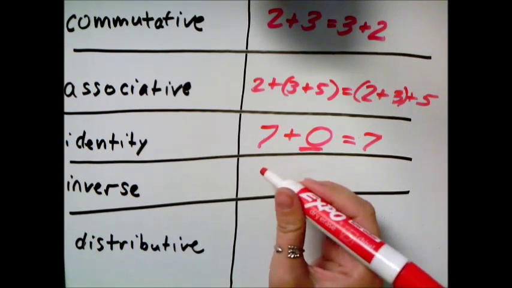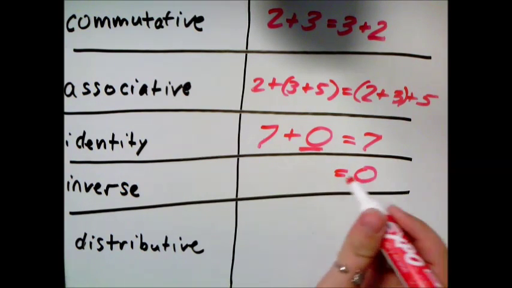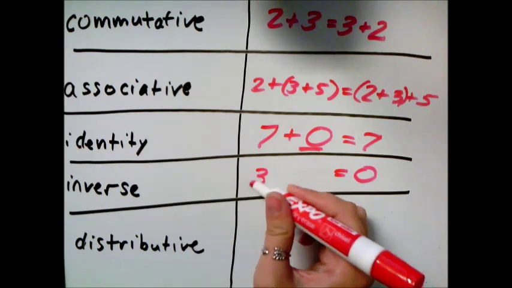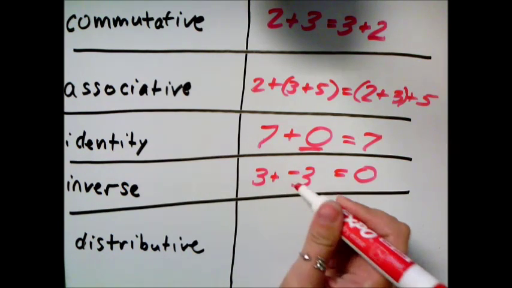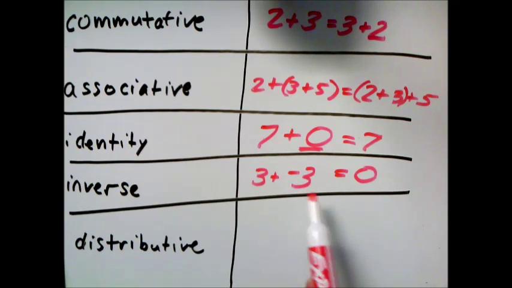Then inverse is, what could I do to cancel something out? What could I do to get the identity as my answer? So to cancel something with addition, let's say I have 3, I would want to do negative 3. So the inverse for addition is to make something positive or negative, the opposite sign. We'll look at distributive after. All right, so those are all the ones for addition.